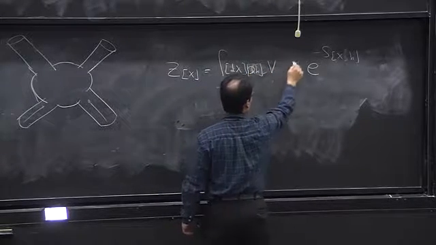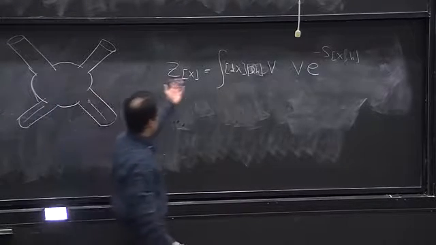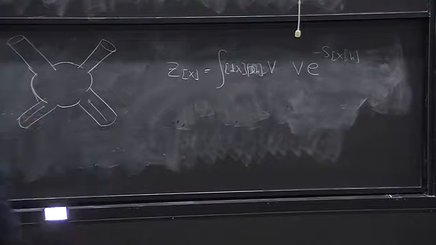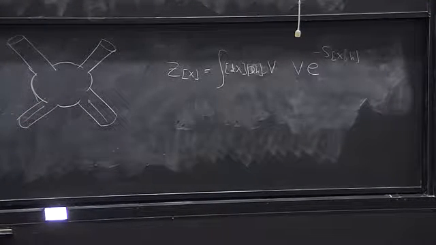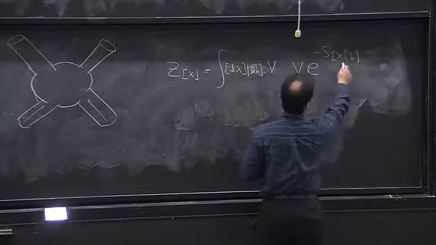With insertion of the vertex operators. Okay? But now this integration is done on a world sheet that has the topology of a sphere. Okay? And how can we tell that that happens there?